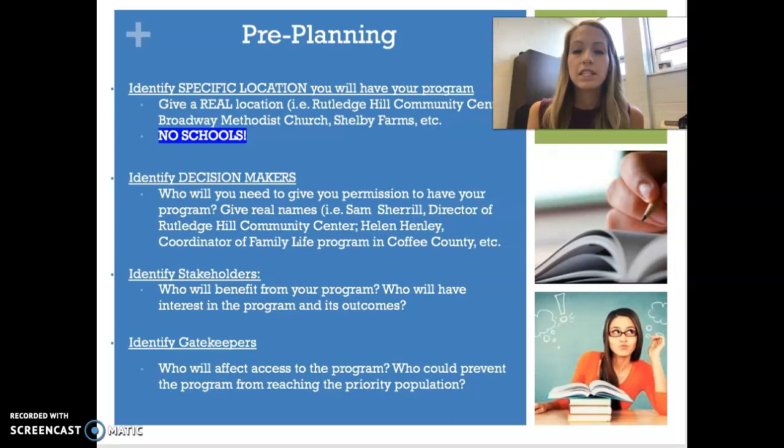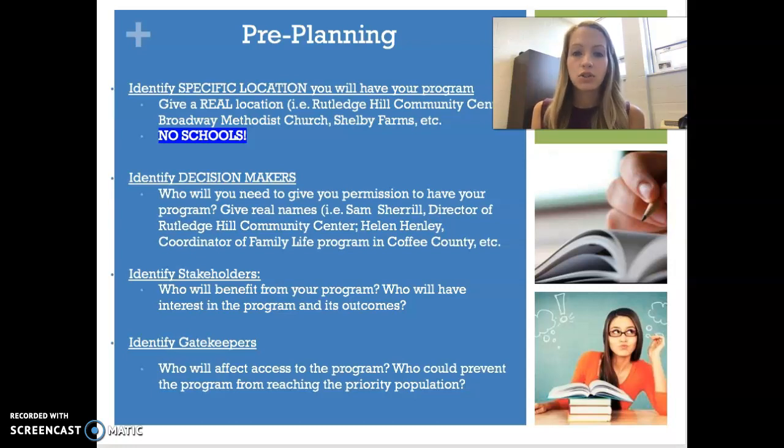You must identify your decision makers. So who will need to give you permission to have your program? Who will make those deciding factors? Give their real names. So Sam Sherrill, the director of the Rutledge Hill Community Center. Helen Henley, the coordinator of Family Life Program in Coffee County. Those are just some examples.